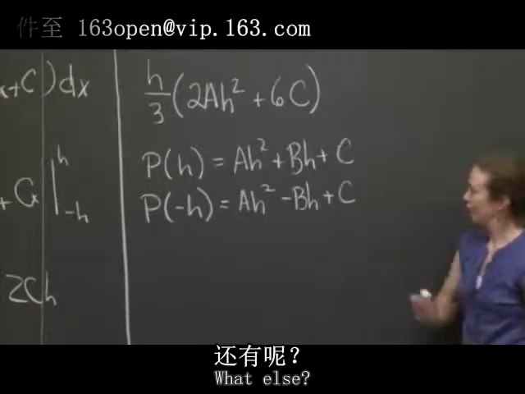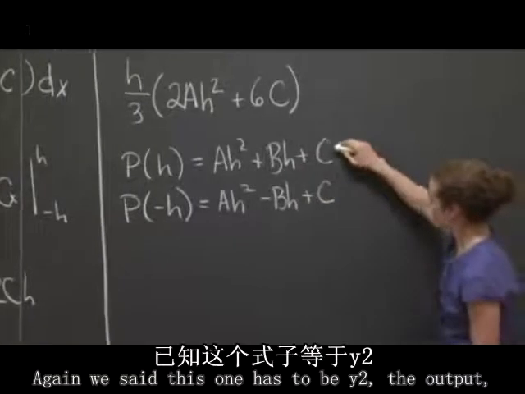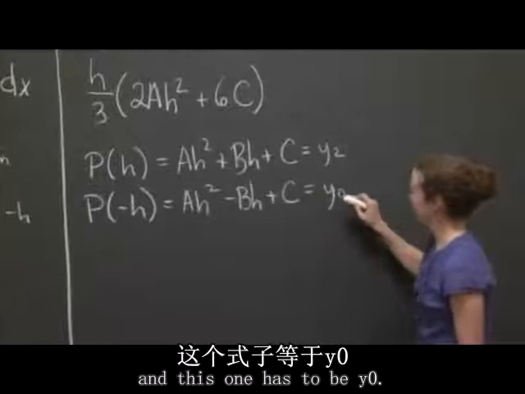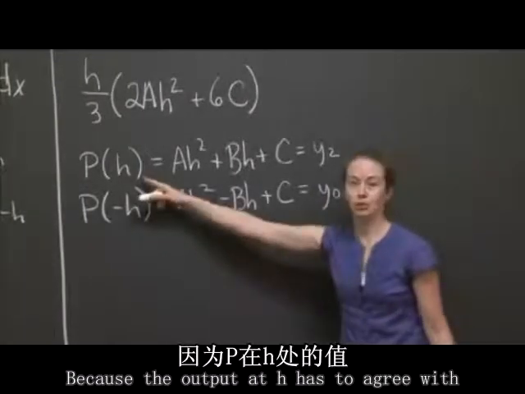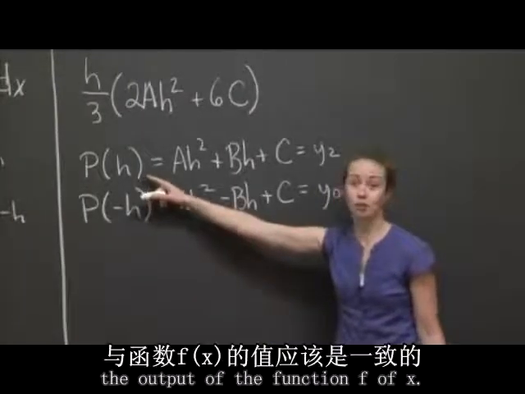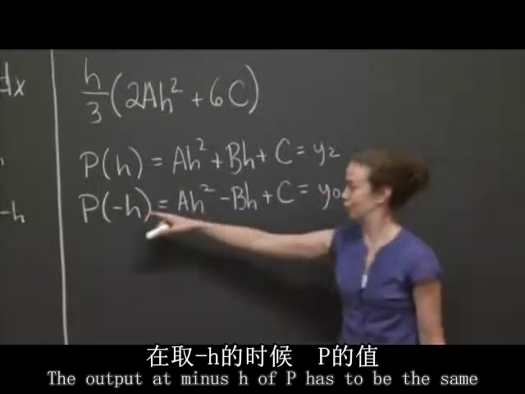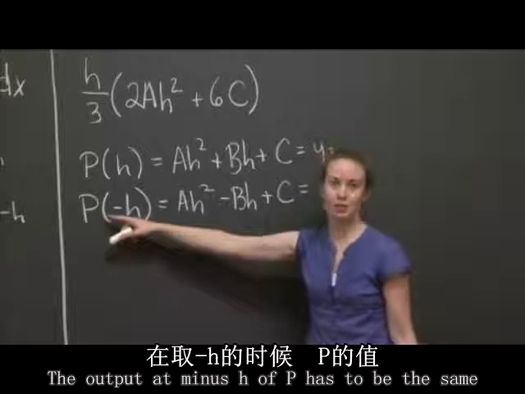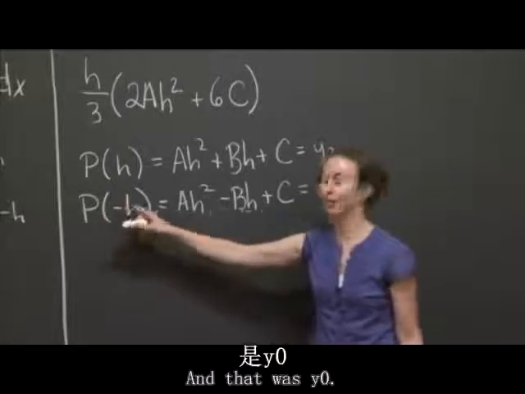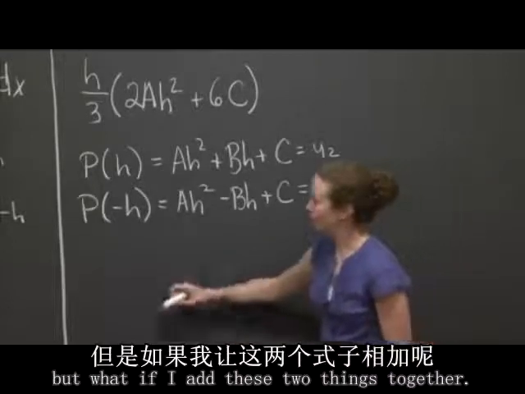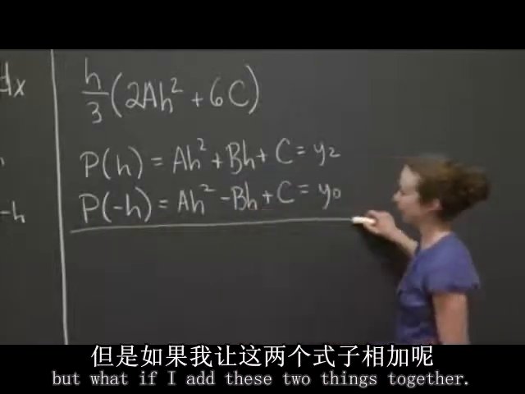Okay? What else? Again, we said this one has to be y2, the output, and this one has to be y0. Because the output at h has to agree with the output of the function f of x, and its output at h was y2. The output at minus h of p has to be the same as the output at minus h of f, and that was y0. Now this might not look fun yet, but what if I add these two things together?